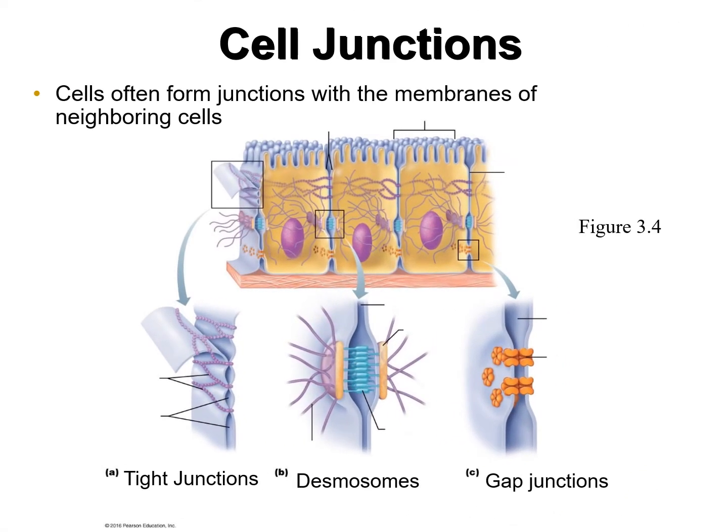Cells often have specialized structures in their plasma membranes that allow them to interact with neighboring cells. Sometimes they're physically joined together, and other times they allow the cells to communicate with one another. There are three junctions you ought to be familiar with. They are tight junctions, desmosomes, and gap junctions.